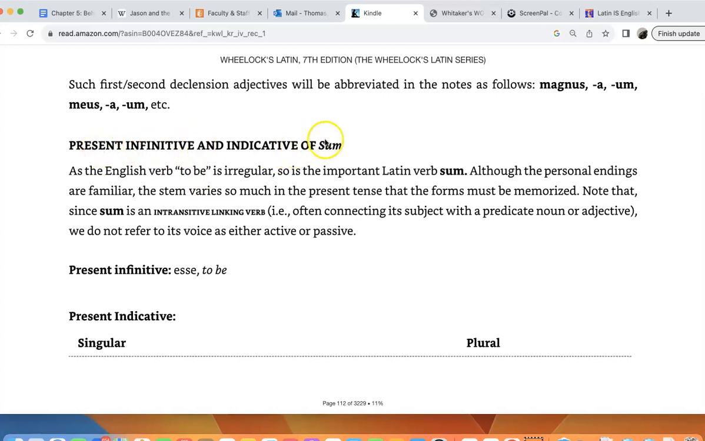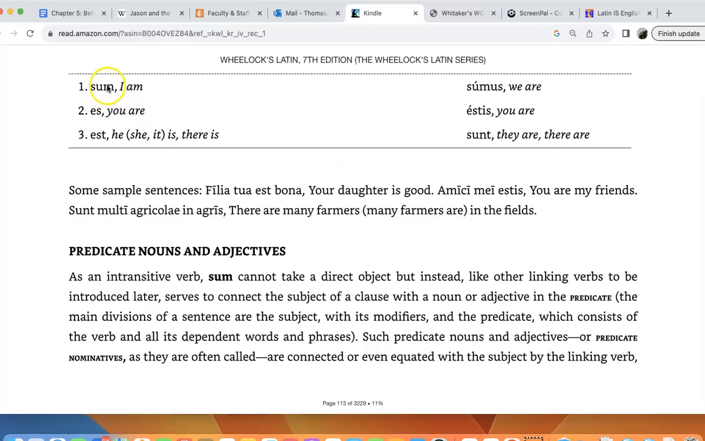Here we have the present infinitive and indicative of sum. And so this is just basic conjugation that we're going to need to memorize. The infinitive esse means to be, so we had the infinitive back in chapter 1. It just means to, and then whatever the word means. But here we have our conjugated forms of the verb to be. So sum is I am, es, you are, est, he, she, or it is, or there is. Sumus, we are, estis, you are, sunt, they are.